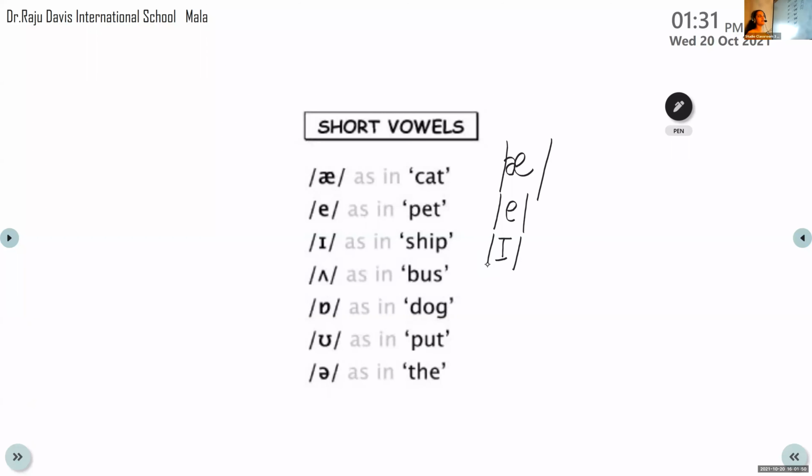Okay, the other one is the U sound. It's like an inverted V. Bus, fun, mud. Okay.